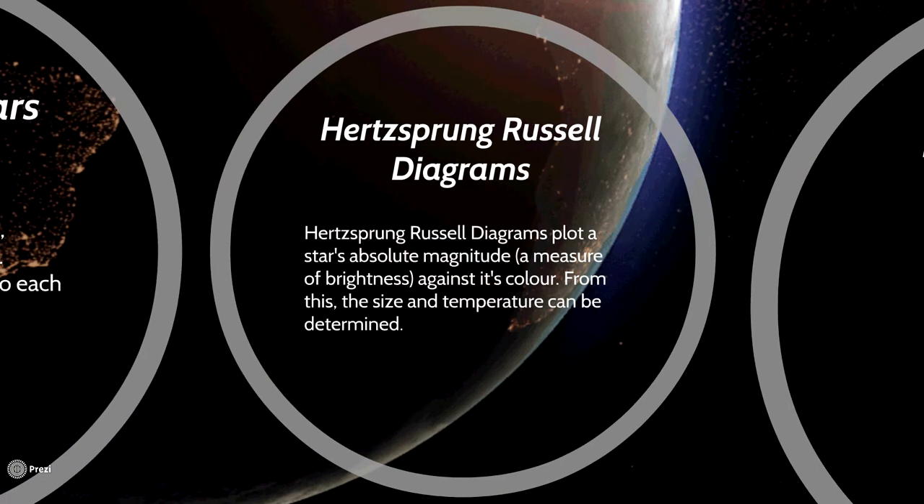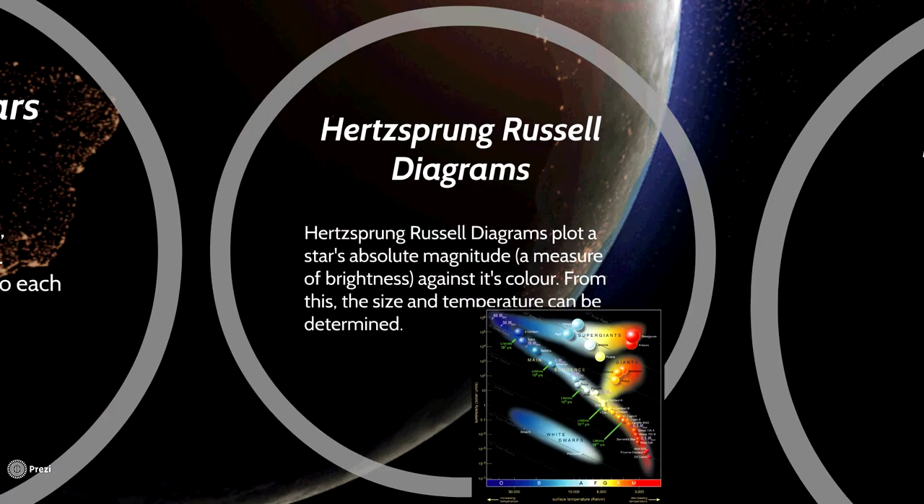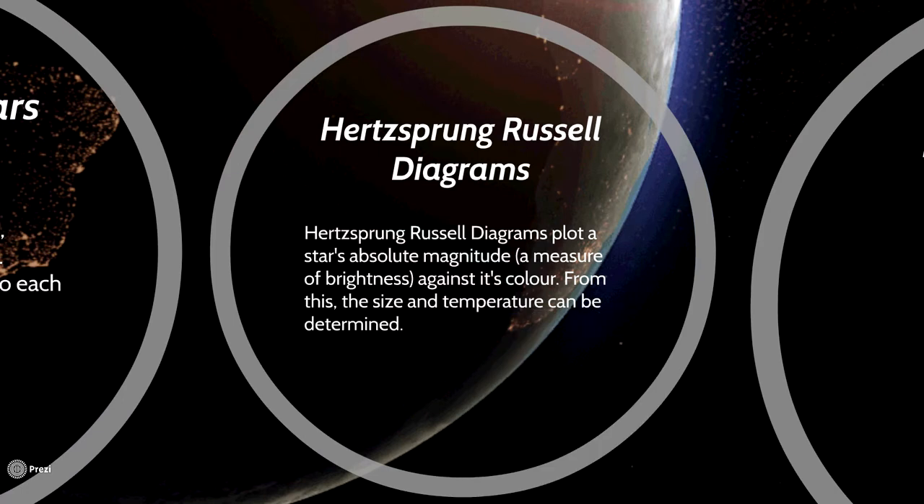The properties of stars can be measured on a Hertzsprung-Russell diagram. A Hertzsprung-Russell diagram plots a star's brightness or absolute magnitude against their colour. From this, the temperature and the size can also be determined. The hottest and brightest stars are blue and the largest, while the cool, dim red stars are the smallest. The main sequence stars follow a fairly linear pattern.